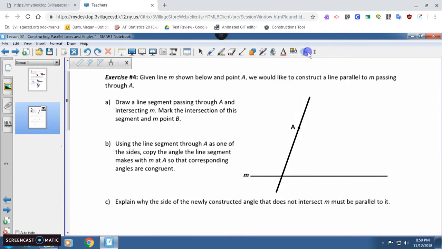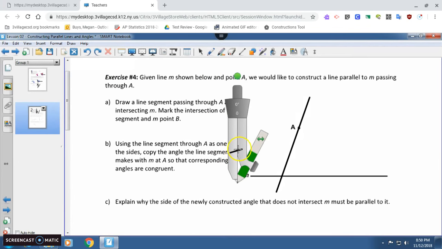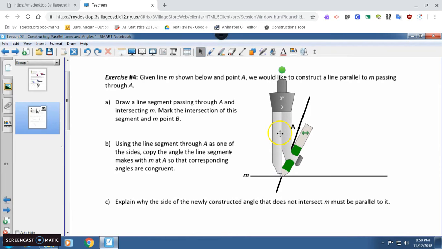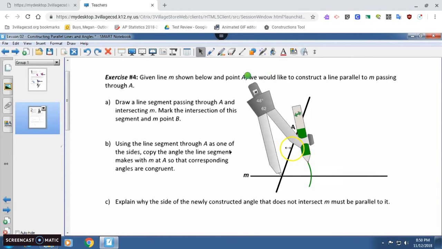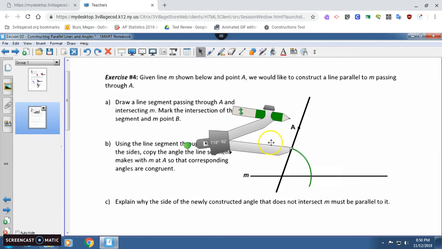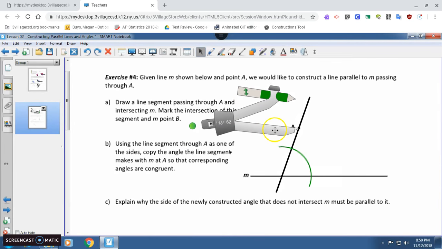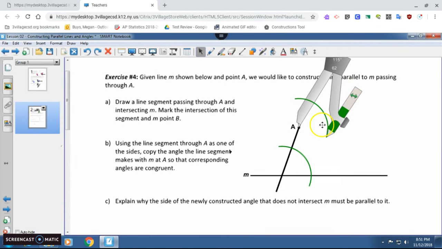From there, we're going to take our compass tool and we're going to start with our clear piece here at that intersection of the two. And when we do that, we're going to make an arc, same as before when we're copying the angle, that has two intersections. Now remember, A is the point that we want to pass through, so we're going to use that. We're going to slide our compass up to A, and we're going to make an arc that touches that line and goes a little further.